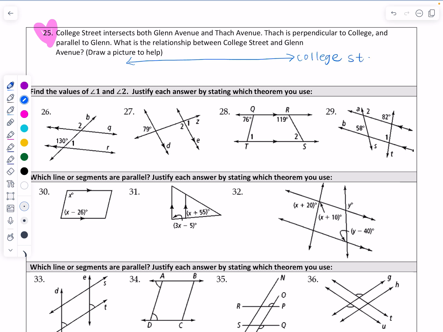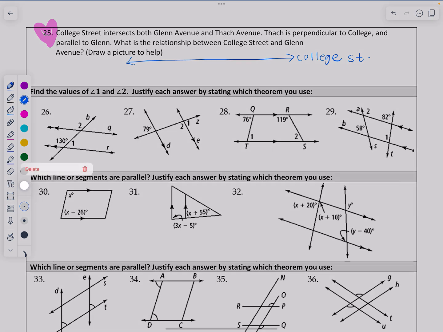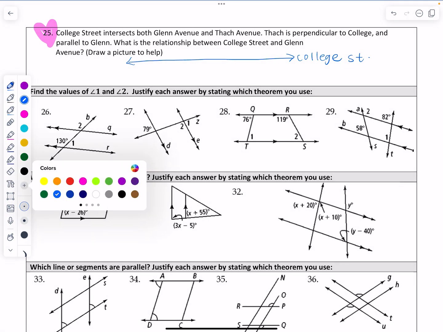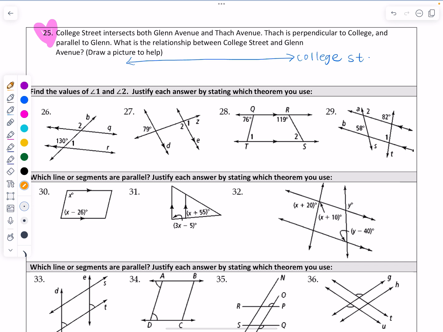So here's College Street. Do I have an orange? Well, that's unfortunate. Hold on. We can add one. Sorry, Alabama fans. It intersects both Glen and Thatch. Now, originally, it doesn't say how it intersects them. So let's just keep reading.